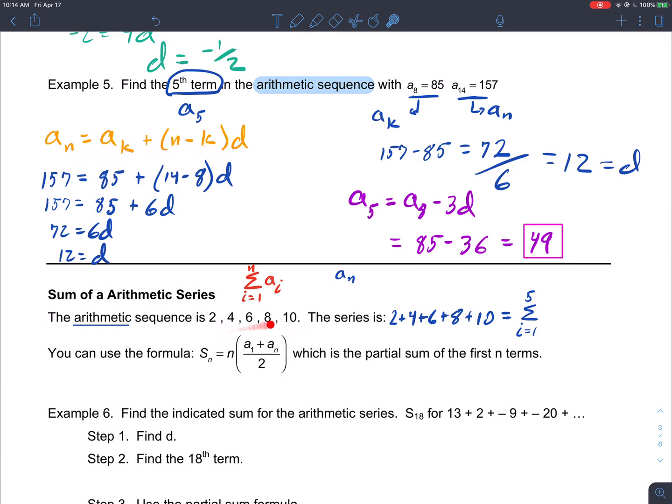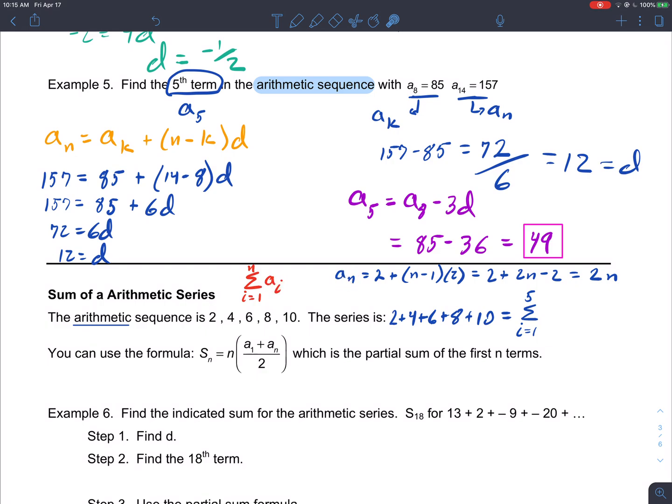Since this is an arithmetic sequence, I can come up with a general term using the formula for the general term. In this case, I have the first term, so a sub k is actually a sub 1, and that value is 2, the first term of the sequence here. And then I'm going to add to that n minus 1 times the common difference, which is 2. So if the common difference is 2, then this becomes 2 plus 2n minus 2, which simplifies to just 2n. So my general term, this term here, is the same as a sub n.